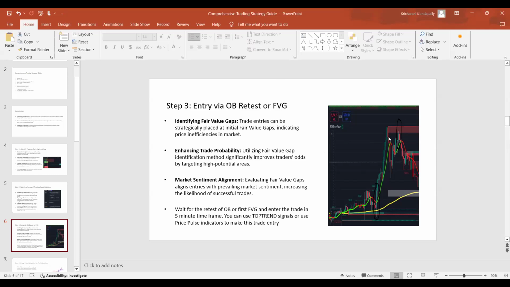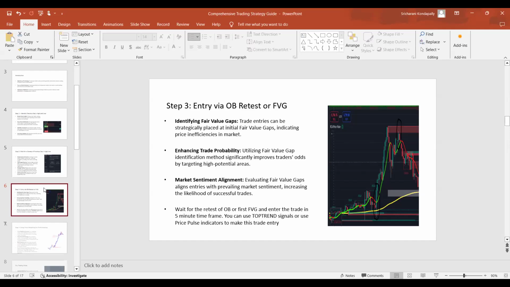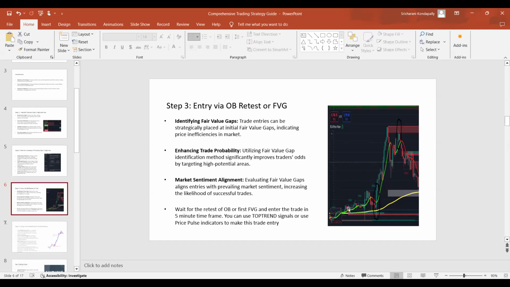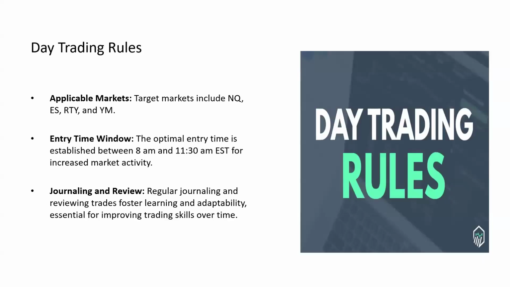That's what it is. They brought it down, immediately they took it up, and again they will bring it all the way down. So you have to wait for that order block retest or for the fair value gap retest. And then if you take the trade, every day you will make nice profits. Just one trade. All you need to do, for NQ, ES, RTY, and YM, is follow those rules.